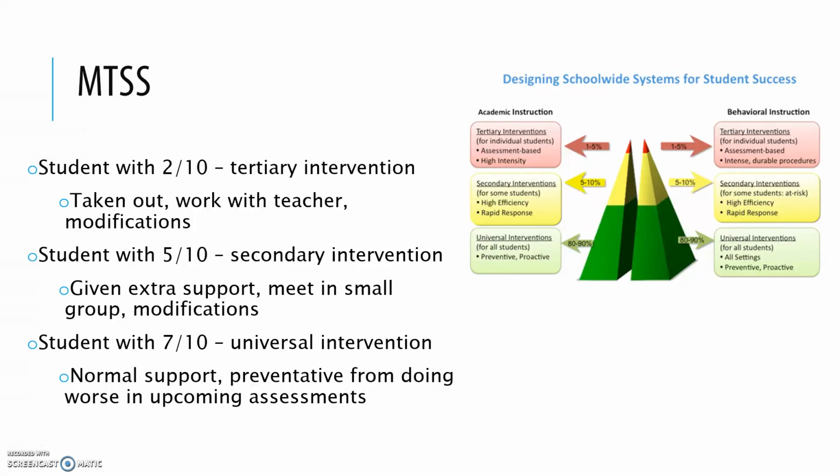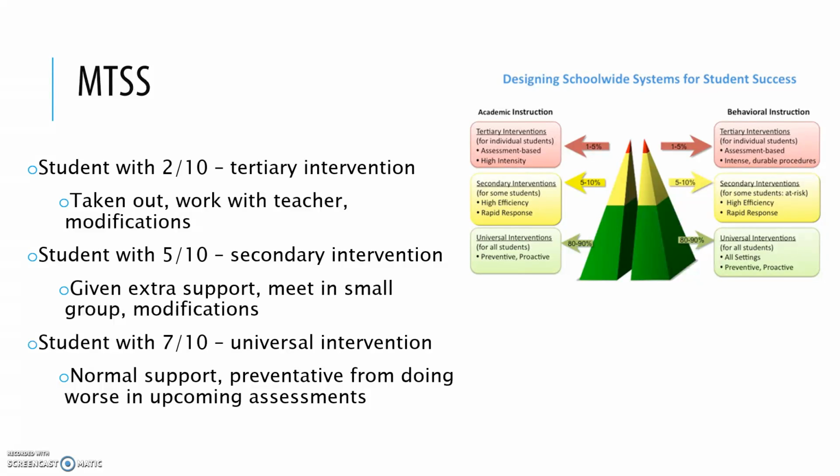Multi-tiered systems of support can be used to give extra help to the students who didn't score well on the test. The student who scored 2 out of 10 on my test would need tertiary intervention due to the fact that they performed poorly on the test. I would suggest the student being taken out to work one-on-one with a teacher on the skills that they missed on the test.